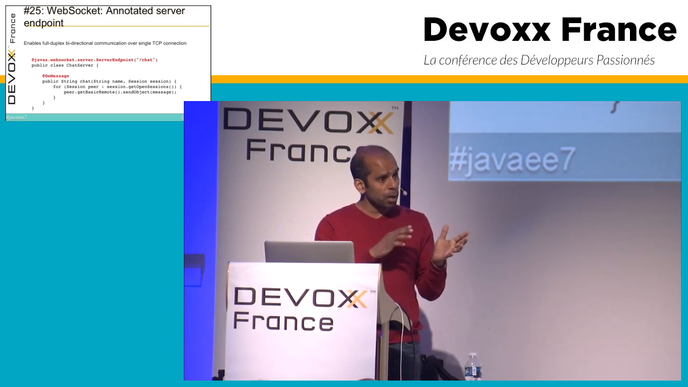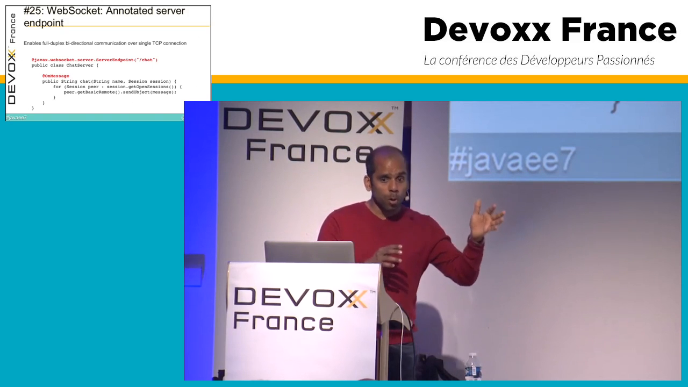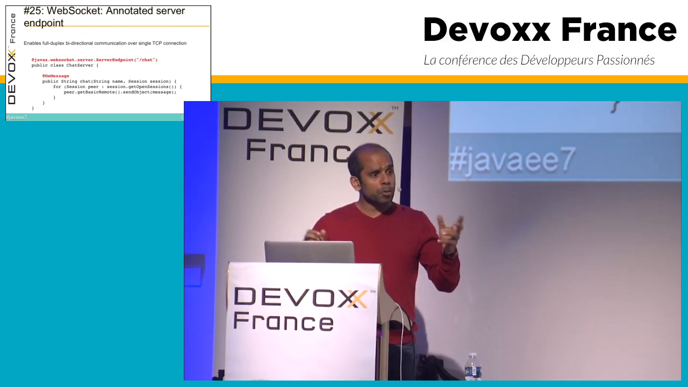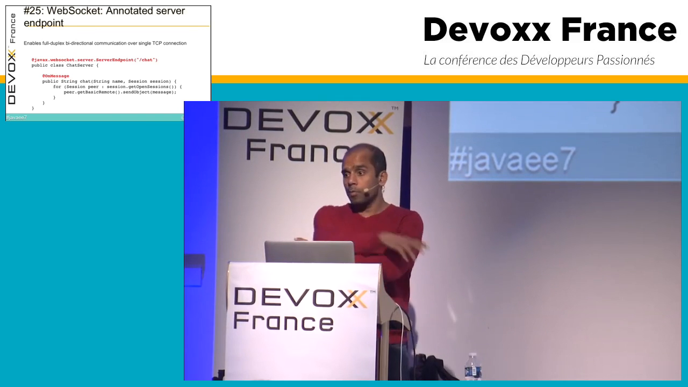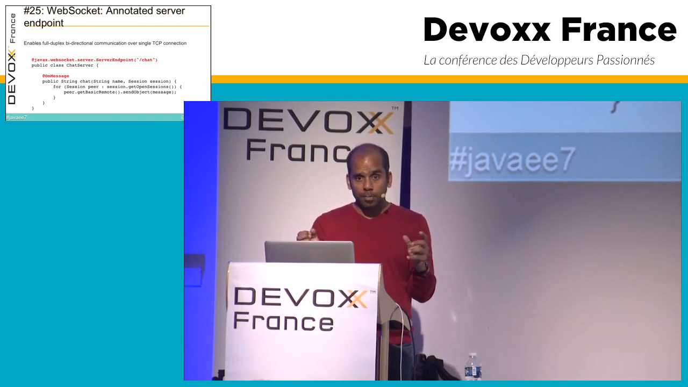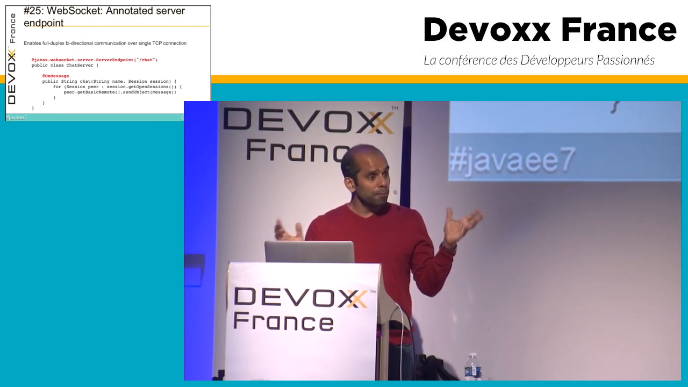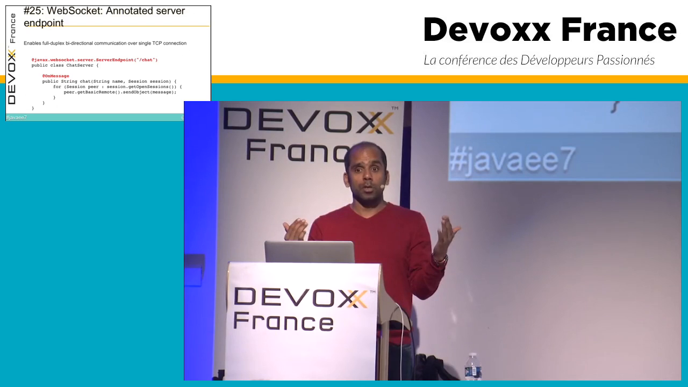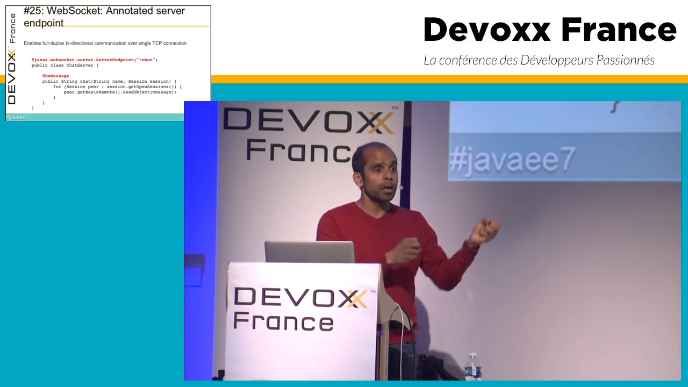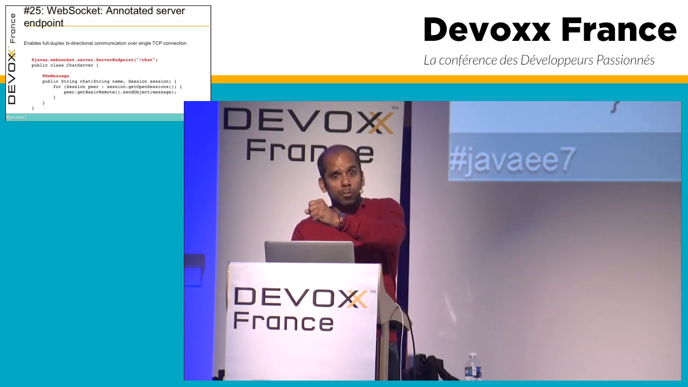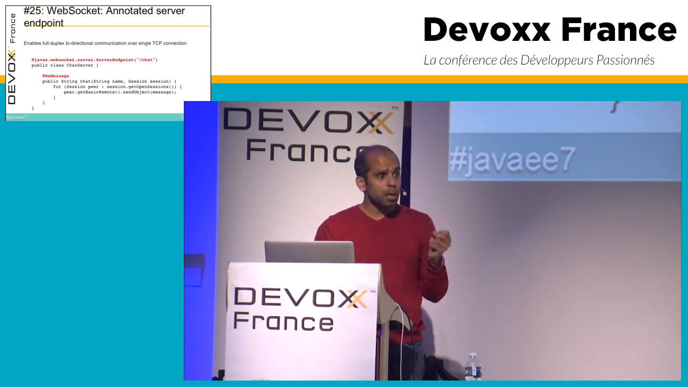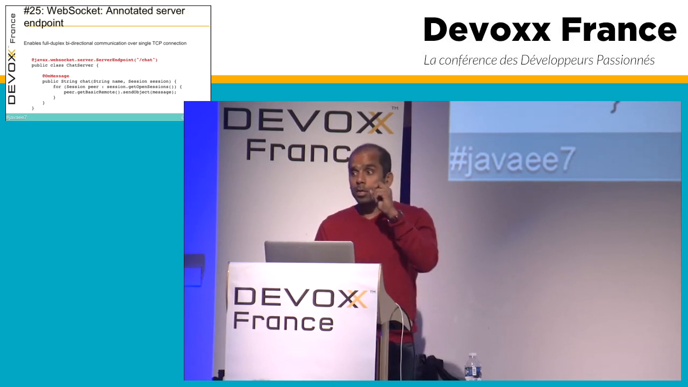It's bidirectional because unlike HTTP, which is always client to server and then server responding back, in WebSocket, the client can talk to server and server can talk to client independent of each other. So that's bidirectional. It's full duplex because they can both talk to each other independent of each other, unlike half duplex, where either client can talk to server or server can talk to client. And the biggest advantage over here is that it's over a single TCP connection.